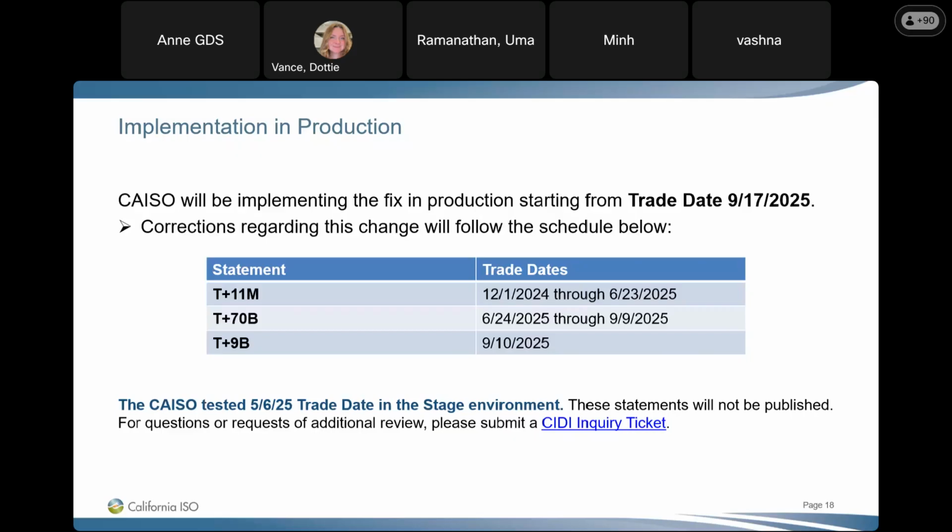And we have tested trade date 5/6/2025 in stage, and we have validated the results from bid to bill. These statements will not be published, but if you have any questions, or if you would like to review any of your resource, please go ahead and submit a city inquiry ticket, and we will provide you a response to that ticket. Or if any of you want to meet with us, please let us know, and we can have a separate meeting specific to your resource for this trading 5/6/2025.